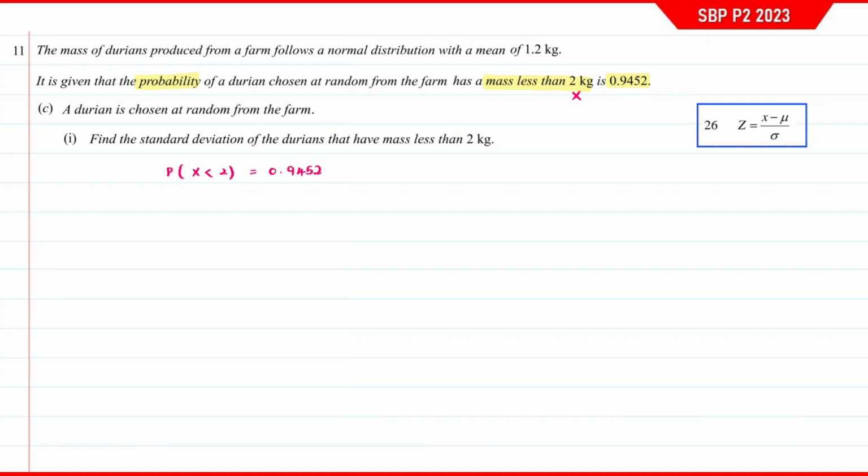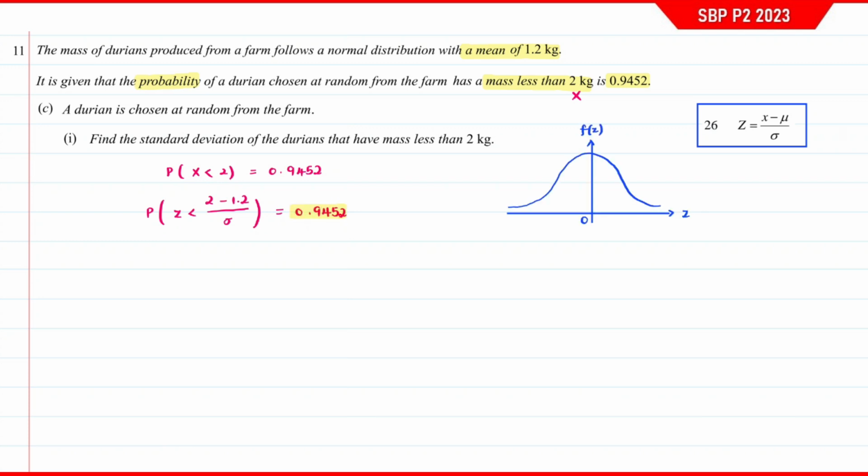Next, we'll convert this into standard normal distribution using formula number 26. So here we know that the mean is equal to 1.2. Next, we can write this as probability. Now convert the x into z. This will be P(Z < (2 minus the mean, which is 1.2) over the standard deviation), which is equal to 0.9452.